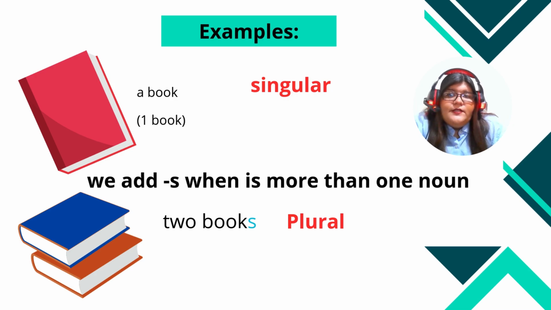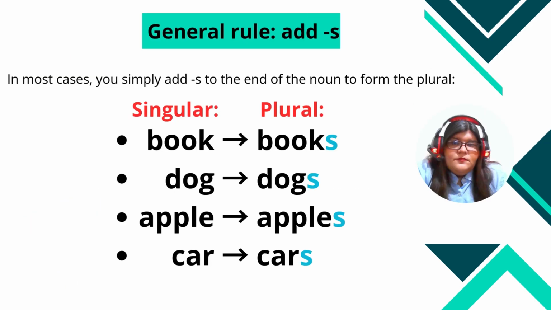And with a plural noun, the s will always be next to the noun. Two books. So we will add an s, like the general rule says, add s in most cases. You simply add s to the end of the noun to form the plural.